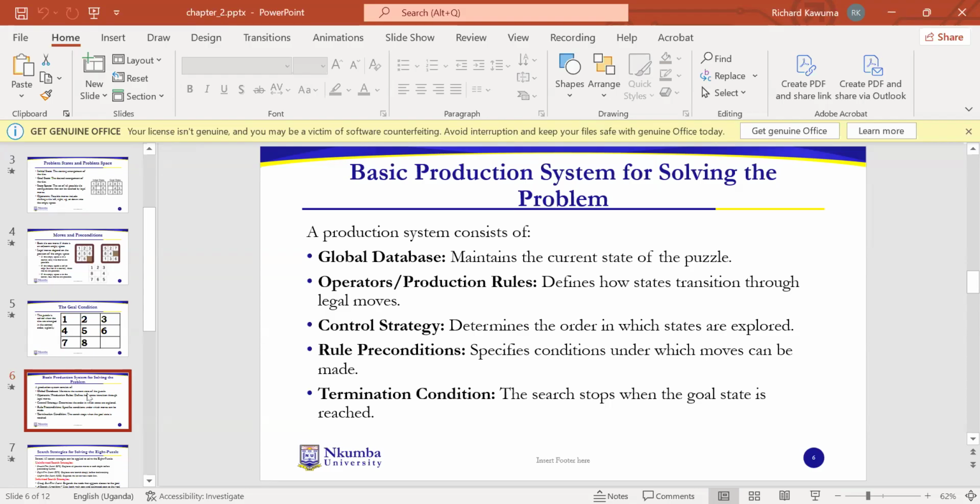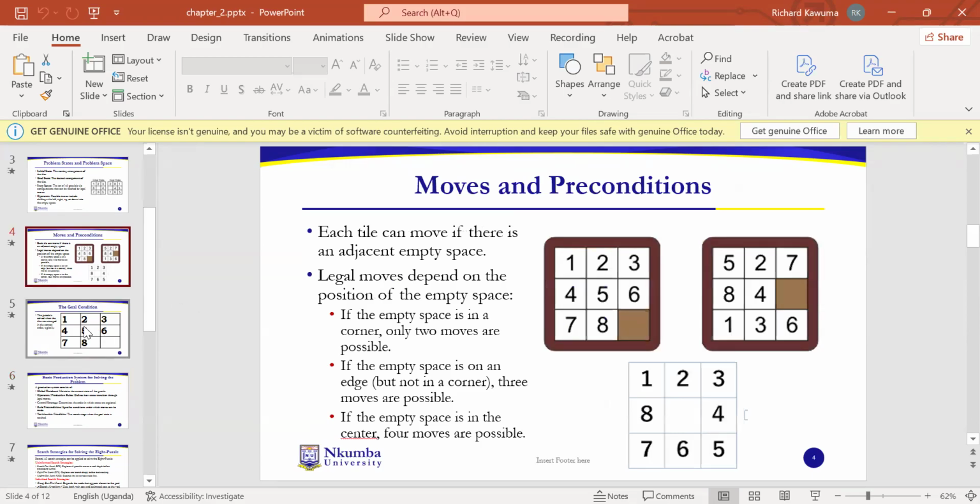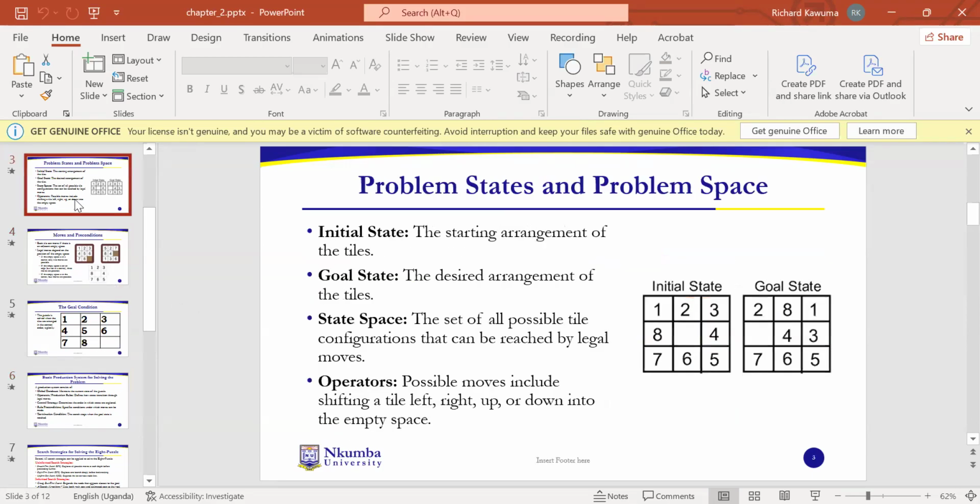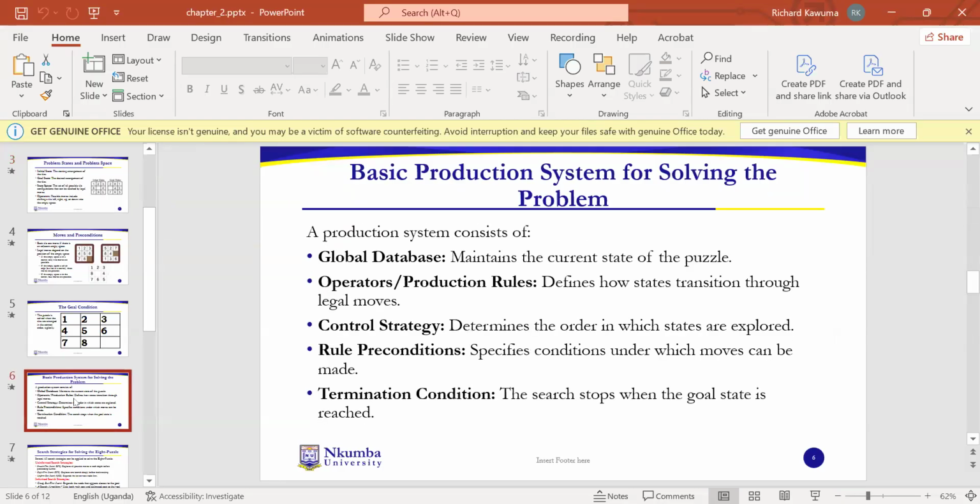Operators, we said these are the movements. Remember here when we talked of operators, where do you talk of the term? Okay, operators. These are the possible movements, which include the shifting from the left to the right, down, and so on. Okay?